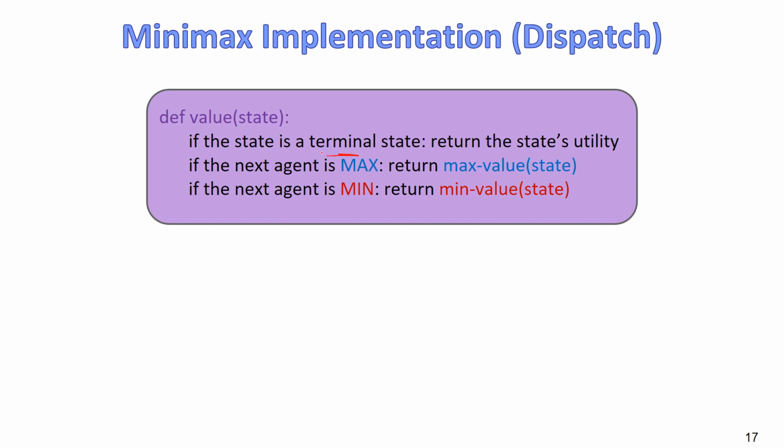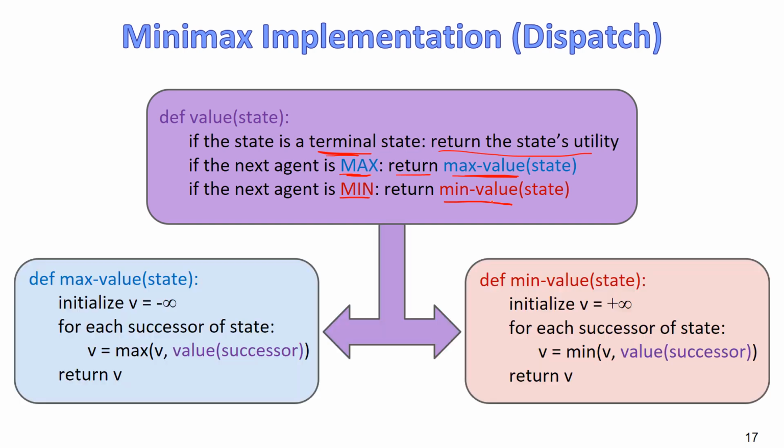If it's terminal, then it will return the state's utility. This is given by the game. If the agent is maximum, it will return the value returned by the max value function. And if it's minimum, it will return the value of the min value function. What are the max and min value functions?